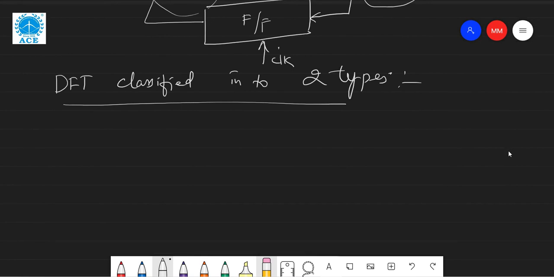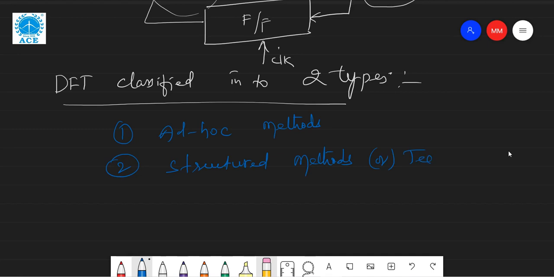Now the first one is ad hoc techniques or methods, you can call them methods also, techniques also. The second one is structured methods, or you can say techniques.